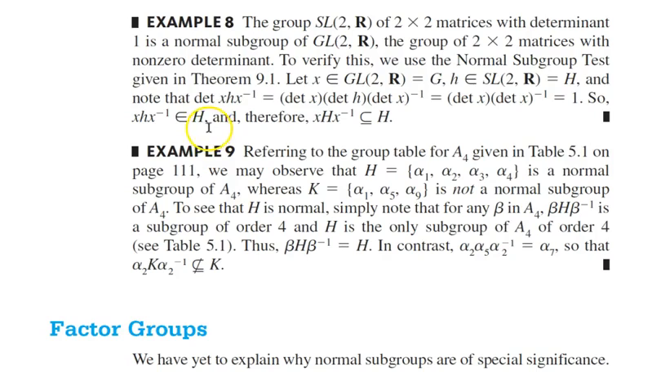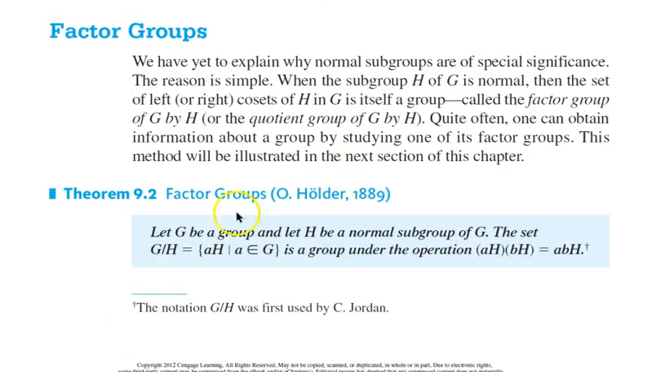Therefore, for any H, this matrix is in the subgroup H, which means this set is a subset of H. And this is the requirement of the normal subgroup test. So, the special linear group is a normal subgroup of the general linear group.